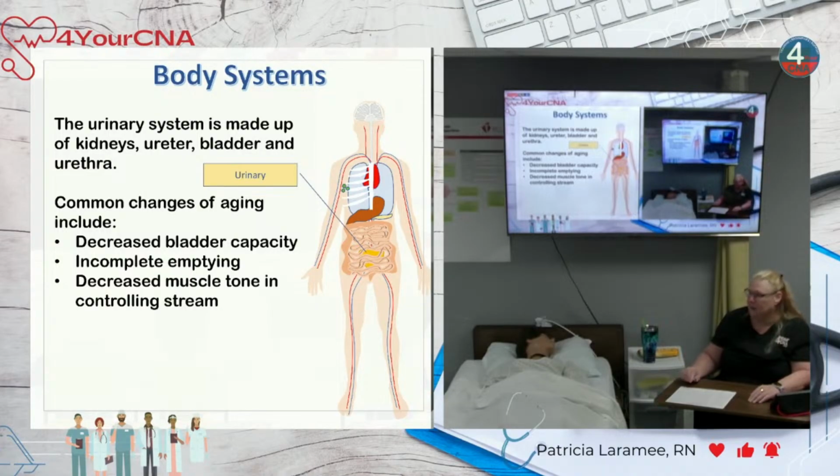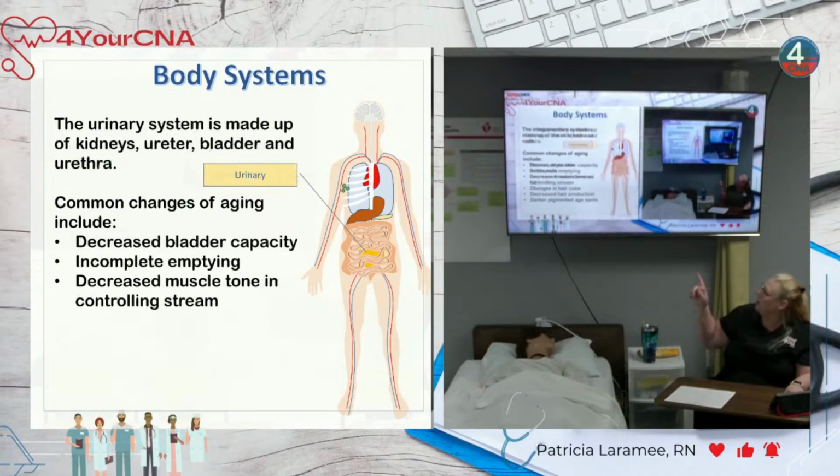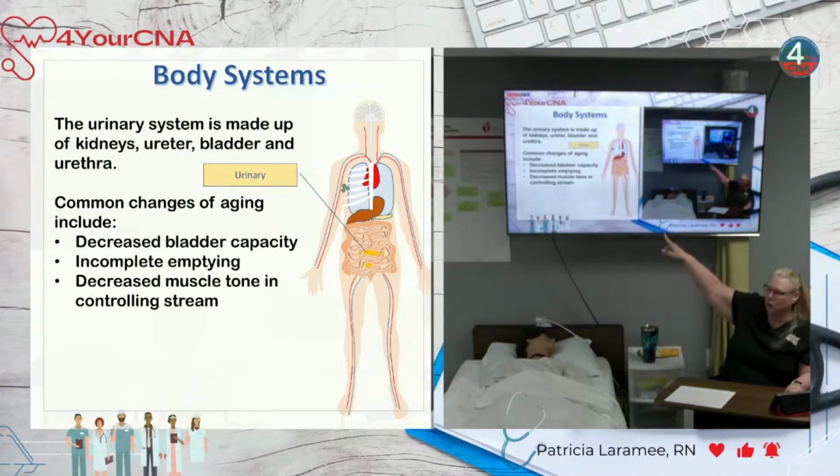Frequency. With men, sometimes it's unable to start and stop the stream of urine easily. With women, we get stress incontinence, which is when the little muscle at the base of the bladder just gets floppy and isn't able to hold as well. So your urinary system is affected. Well, let me go back here real quick. Incomplete emptying, that's a big one with older people.